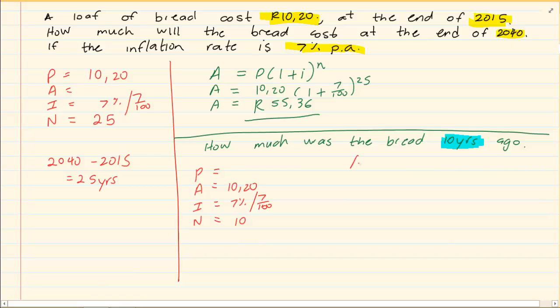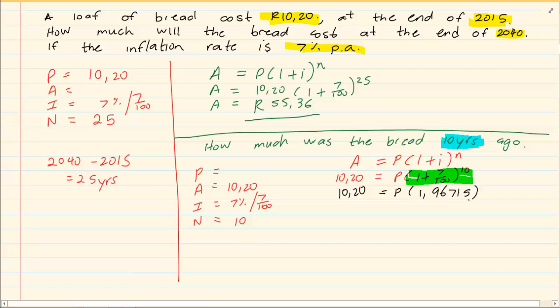Again, we're using the compound interest formula. You substitute what you have. Now, if you look at your algebra, 1 plus 7 over 100 to the power of 10. I'll have 10 Rand 20 is equal to P times 1.96715. Look at what I did.